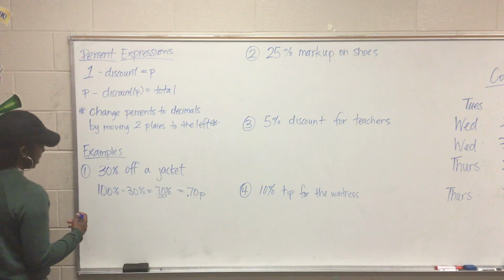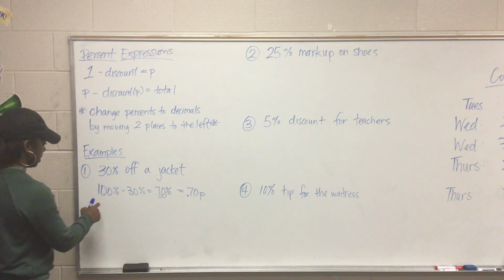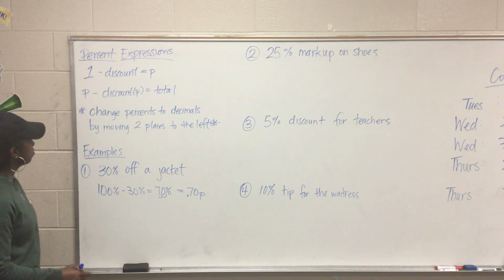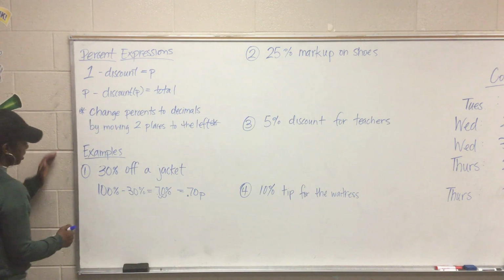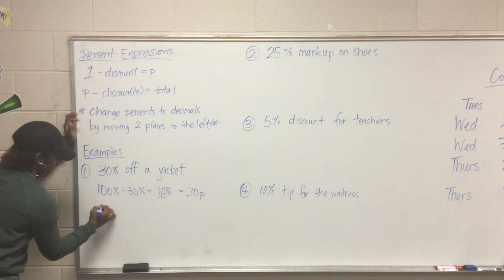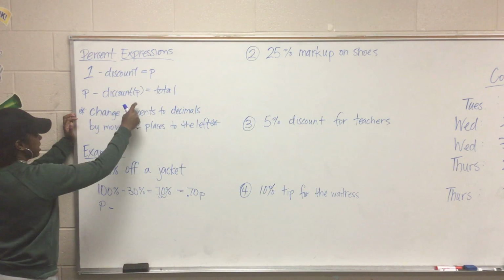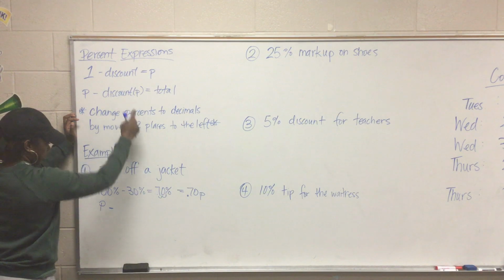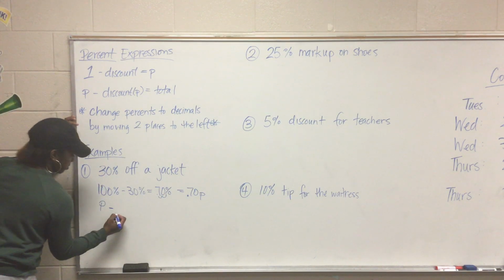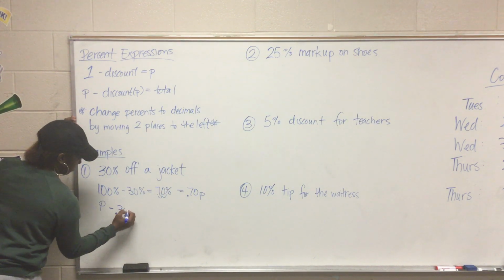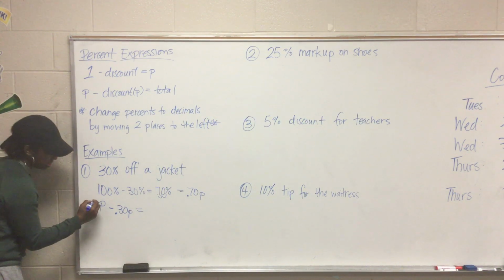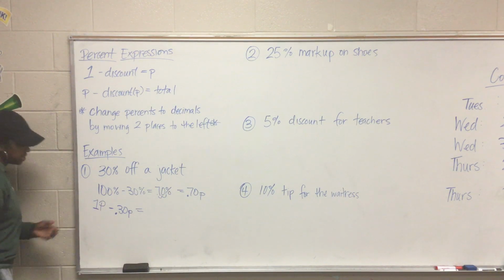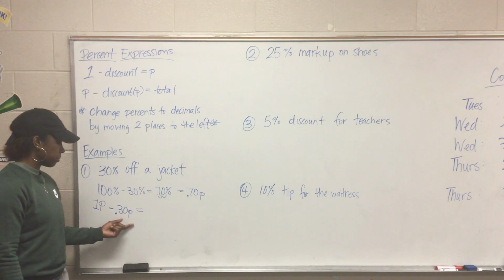All right, so the next way to do it is, if I change everything, we have P minus discount times P. So for P, we're just going to put 1P minus the discount. The discount is the 30%. Change it to a decimal. And that would still give us our total. So we put an understood 1 here. This is 1P minus 0.30p.